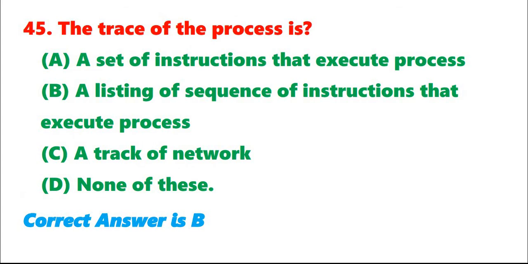45. The trace of the process is: A. A set of instructions that execute process. B. A listing of sequence of instructions that execute process. C. A track of network. D. None of these. Correct answer is B.